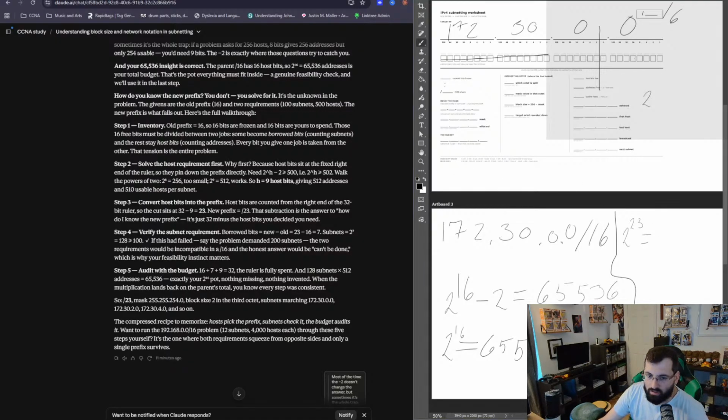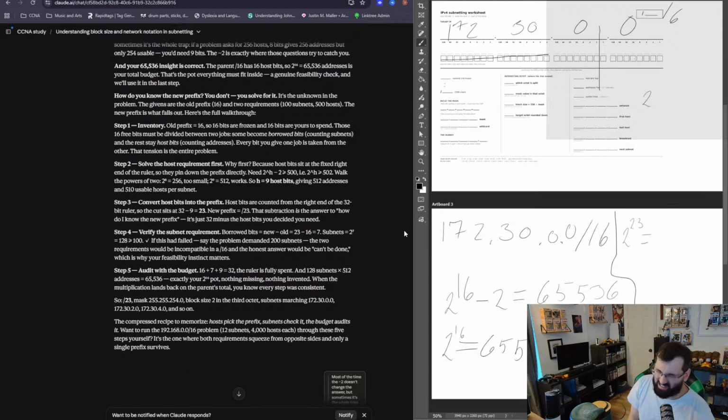Here, read it to me again. Step 3, convert host bits into the prefix. Host bits are counted from the right end of the 32-bit ruler, so the cut sits at 32 minus 9 equal to 23. New prefix equal to /23. That subtraction is the answer to how do I know the new prefix? It's just 32 minus the host bits you decided you need.